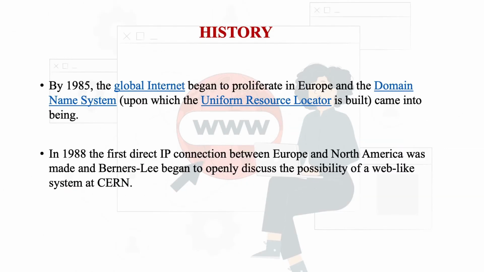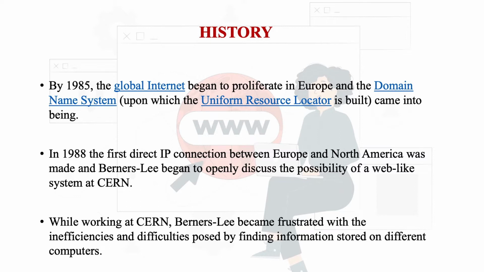In 1988, the first direct IP connection between Europe and North America was made, and Berners-Lee began to openly discuss the possibility of a web-like system at CERN. While working at CERN, Berners-Lee became frustrated with the inefficiencies and difficulties posed by finding information stored on different computers.